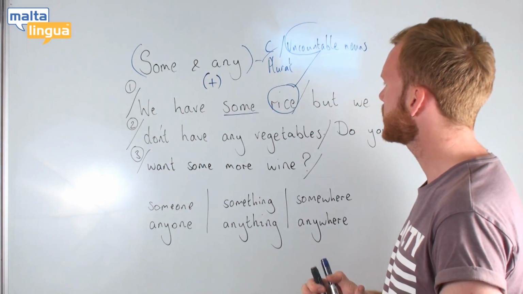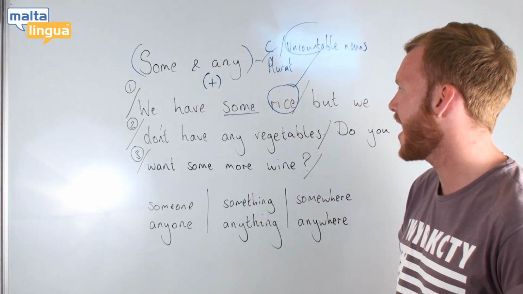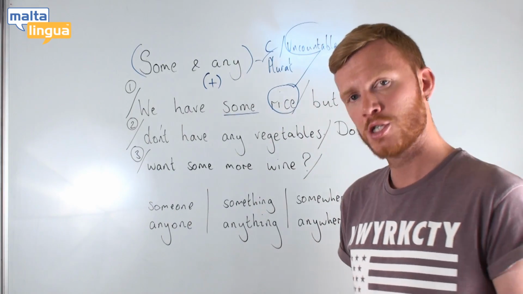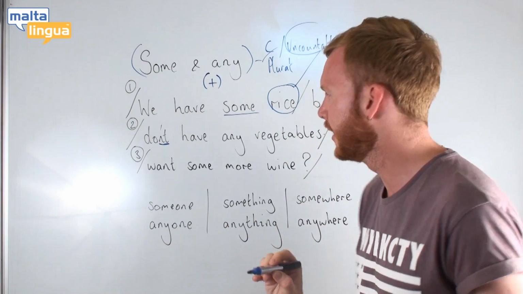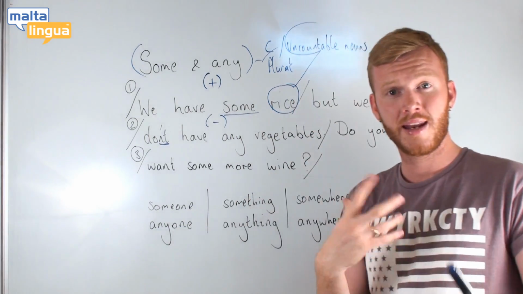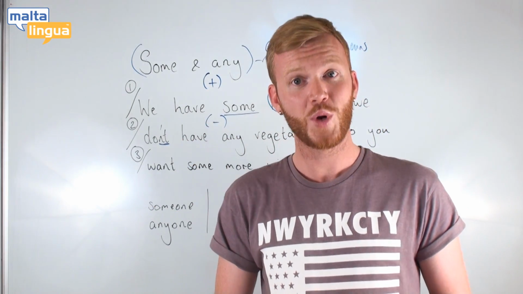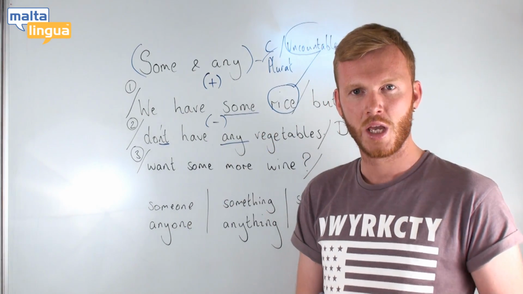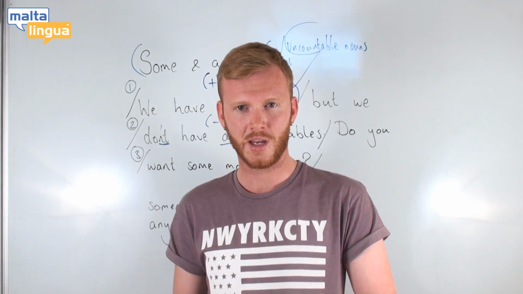Now, our next phrase number 2, but we don't have any vegetables. Now, the overall meaning of this phrase is not positive. We know that because of don't. Okay? The meaning of this phrase is negative. Now, in negative phrases, we don't really use some, we use, you guessed it, any. When the meaning of a sentence is negative, we choose any instead of some.